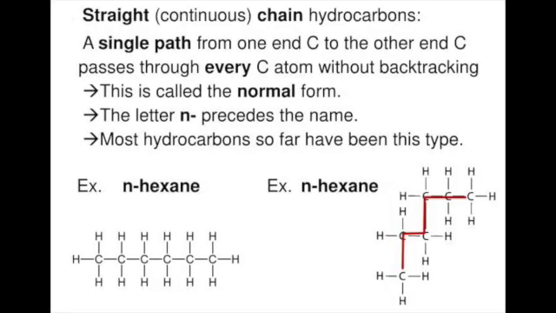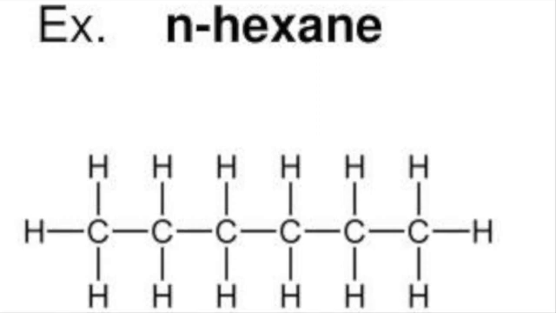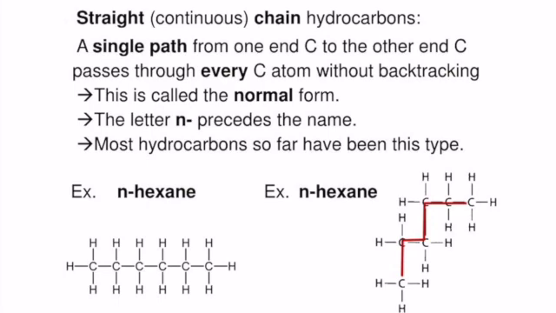We'll start with when you're given a structure of an organic compound and you need to write the name. This is 1, 2, 3, 4, 5, 6 carbons, and the prefix is hex. They're all single bonds, so that means it's an alkane with the name ending ane. So this is called N-hexane. It's normal straight chain hexane. First thing you have to do is find the longest continuous chain of carbons.